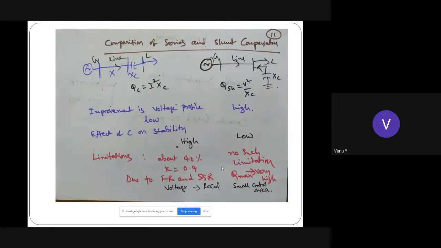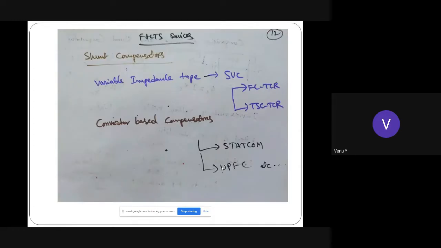Okay, so this is about your series and shunt compensators. Now coming to the next topic, a very important topic. One important point is that fixed series compensation is not capable of supplying more than 50% compensation. In that case, what to do?